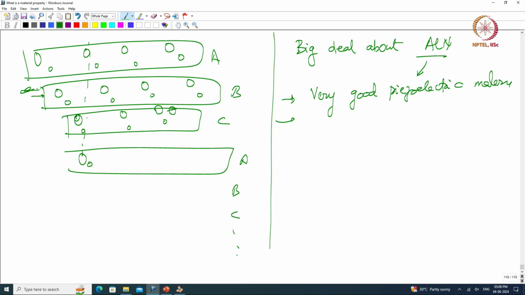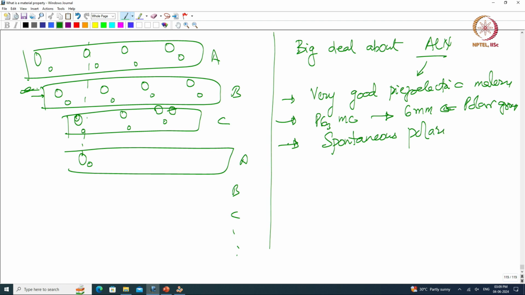It has a space group of P63mc, which means the underlying point group is 6mm, and 6mm is a polar group, right. Since it is polar, it also has a spontaneous polarization, which I am not going to give you the value because I will ask you to calculate it in an assignment.